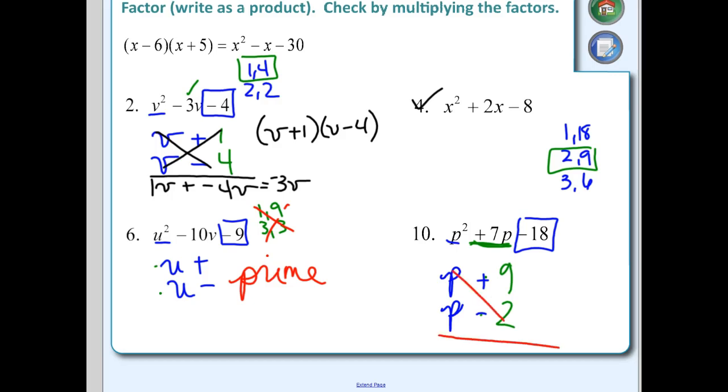So here we go. P times negative 2 is negative 2p. Positive 9 times p is 9p. When I add those together, we get 7p. So our middle checked. So the final answer is going to be p plus 9, p minus 2.